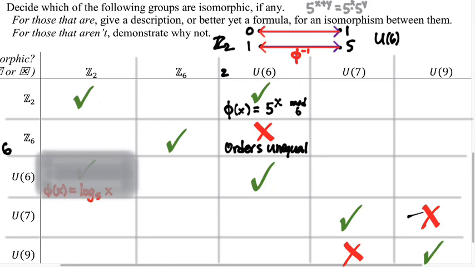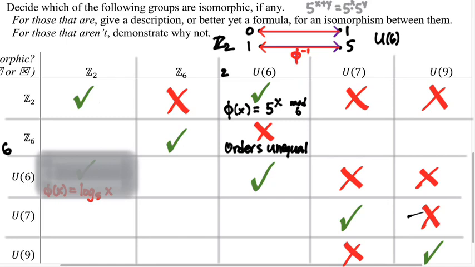Can you give me a few more X's running on that same principle? Yeah, U7 and U9 are both not isomorphic to Z6. Sorry, U6 I meant to say. So no and no, because the orders of the groups are unequal. What about Z2? Is Z2 isomorphic to anything else in this row? No. Its order is 2, and the orders of the rest of those groups are not 2.